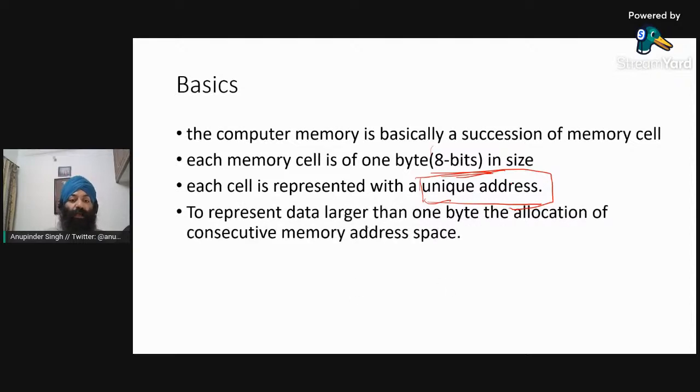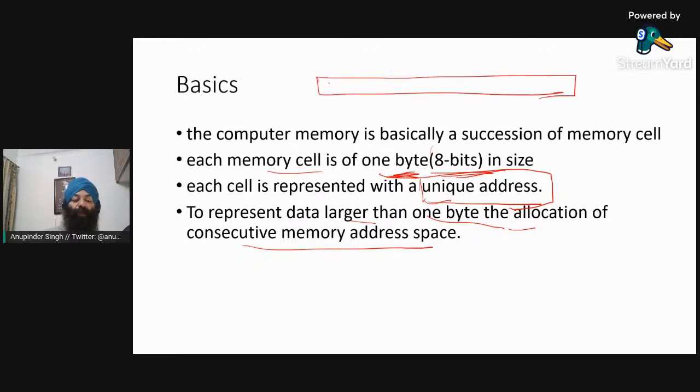Then to represent larger data, right? Because we said the memory cells are basically only 1 byte. To represent data larger than 1 byte, the allocation of consecutive memory addresses is going to be utilized, right? So if we have a memory, and let's say each box represents a 1 byte memory cell, if any requirement comes in where we want to use more than 1 byte, that is going to take a combination of these boxes, right?